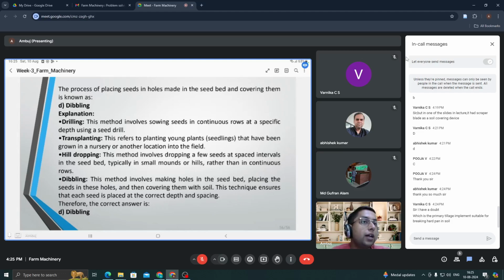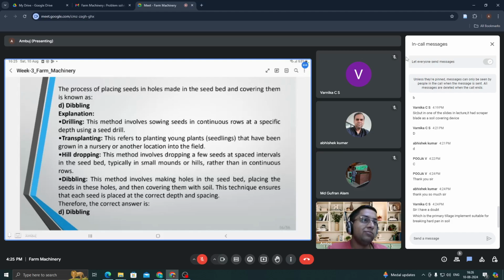Two types of forces act on the frame of the beam, that are twisting movement and bending movement. That implement is known as the subsoiler. It is meant for breaking hard pan in the soil only. No other purpose is there.